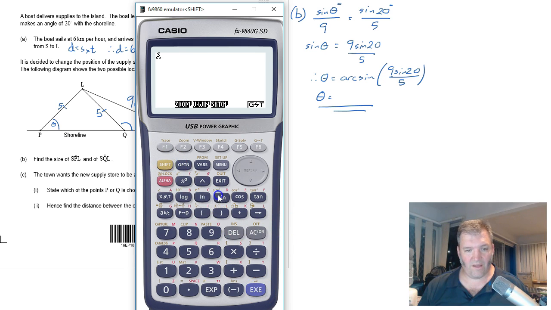So shift, arc sine of 9 sine 20. I'm going to need to go back and put in another little bracket here, aren't I? Whoops, too far. So 9 sine 20 being divided by 5. Close the bracket so it'll work out all of that first, and then do the arc sine of that.